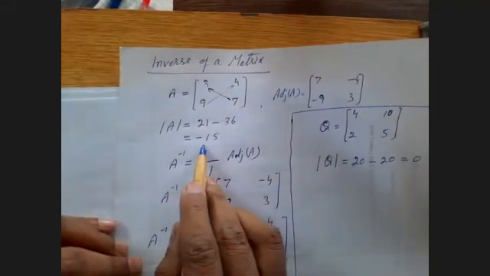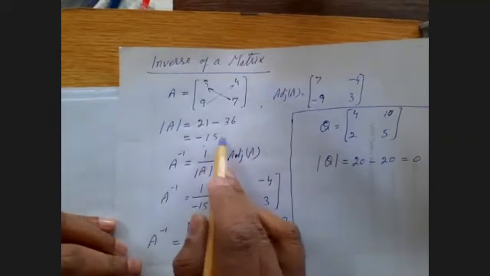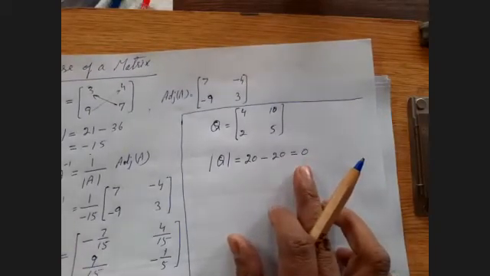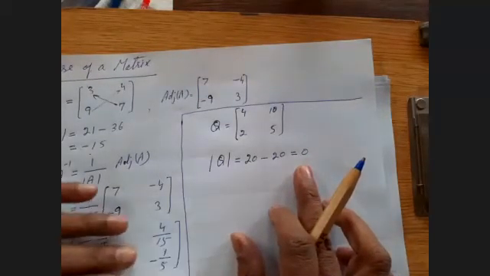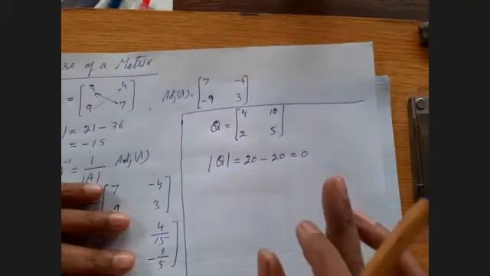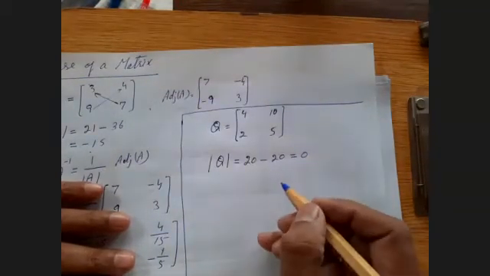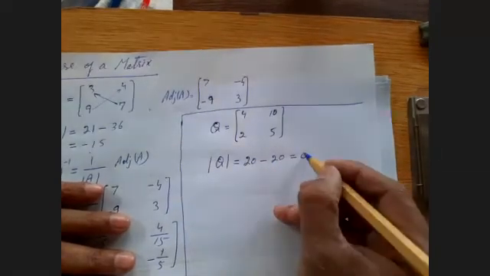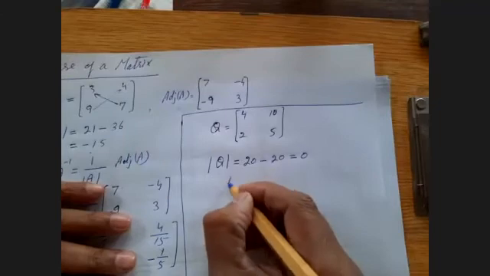Here you can see that I got the determinant minus 15, so I solved it. But if the determinant is equal to 0, then its inverse does not exist. Remember this. I'm repeating again. When a matrix does not possess an inverse, its determinant is 0. Inverse does not exist.